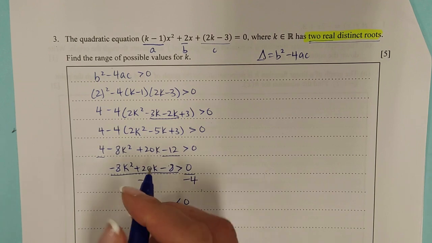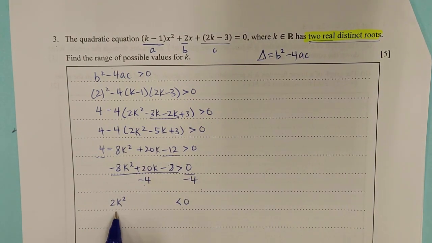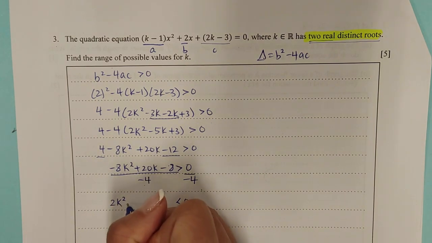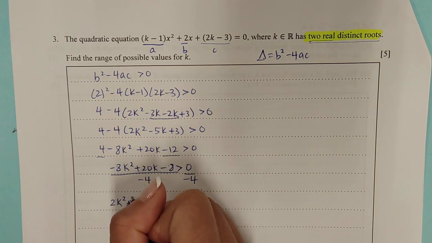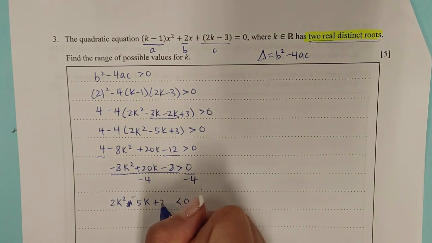Minus 8 divided by minus 4 gives us positive 2. So we have positive 2k squared. 20 divided by minus 4 is minus 5k, and then minus 8 divided by minus 4 is plus 2.